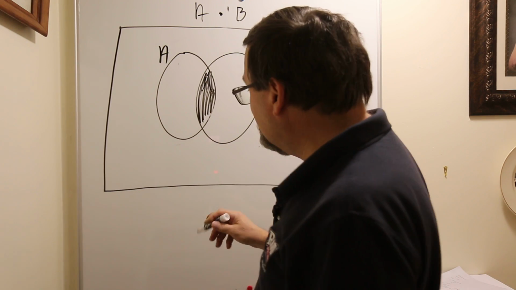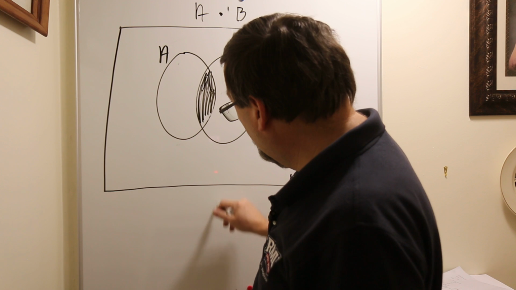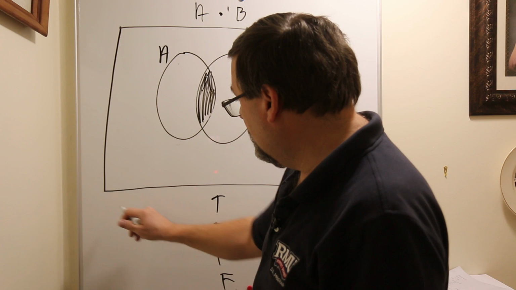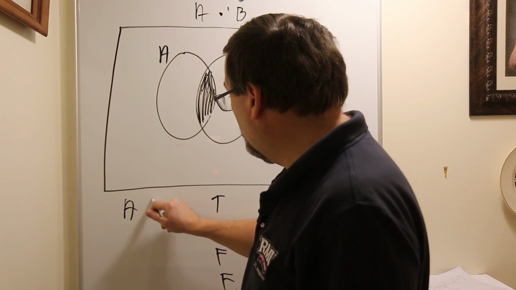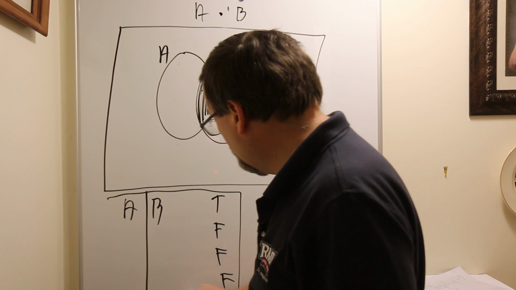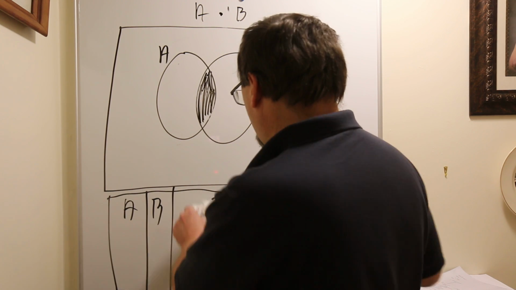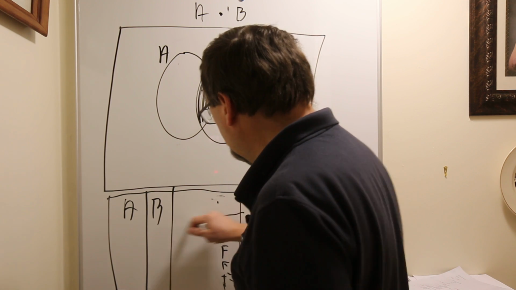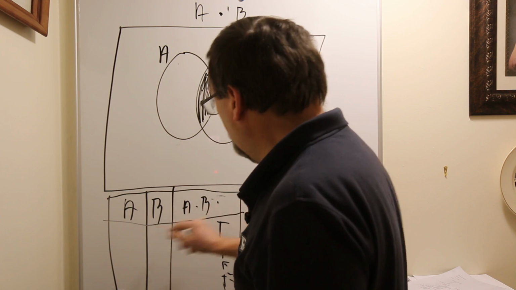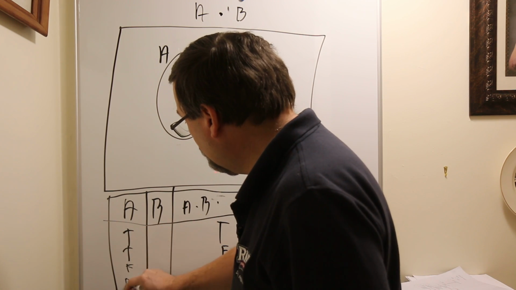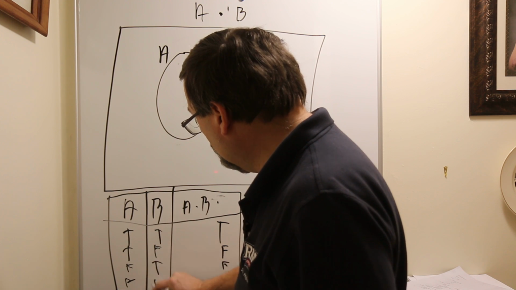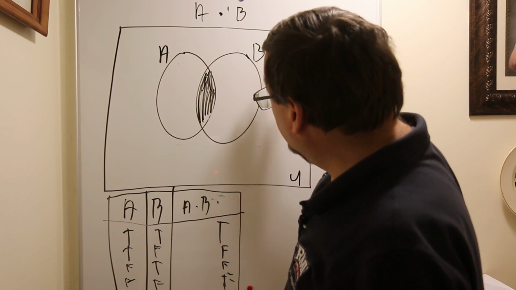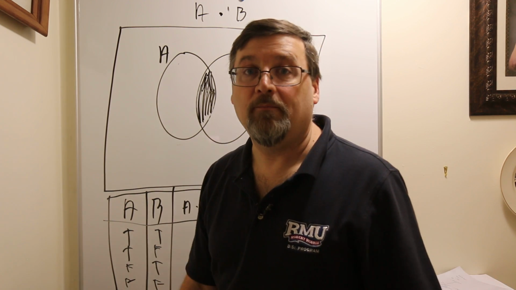Now, if you think about the last line in the and truth table, it's true, false, false, false, right? That's the last line, because we have A, B, let's fix that up. True, false, false, false. And we have A and B, true, true, false, false, true, false, true, false. And it's true, false, false, false. This single column is the same as this Venn diagram.